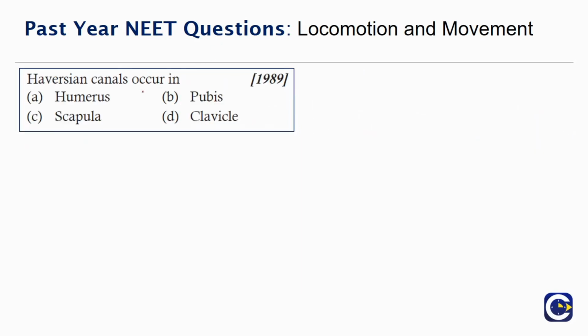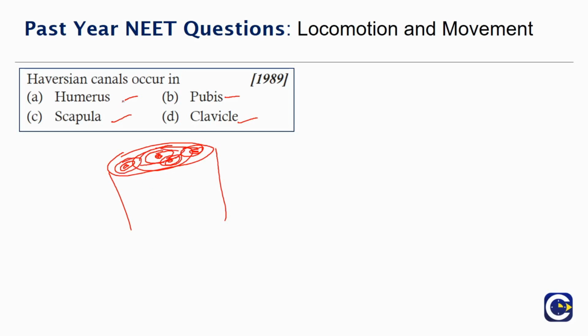Haversian canals occur in humerus, pubis, scapula and clavicle. So Haversian canal, it is a part of long bones. Haversian canal is this. When we take a cross section of the bone, we see that there are various small concentric circles, and then there are interconnecting canals. So this is the structure of a long bone microscopically.